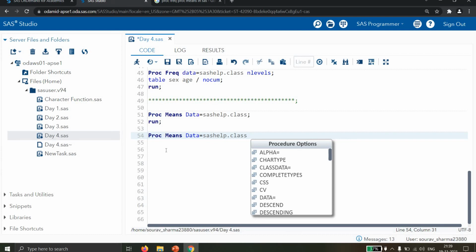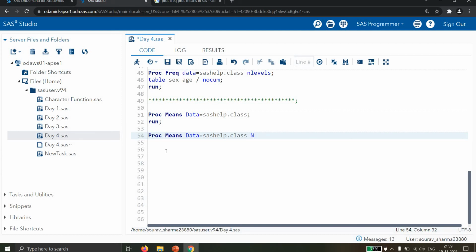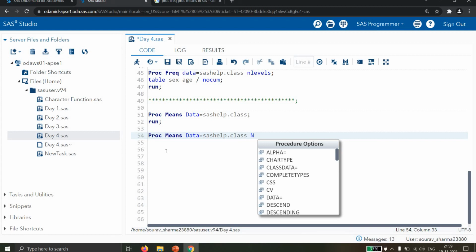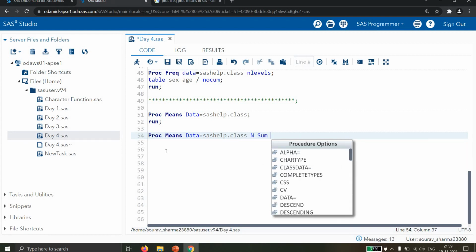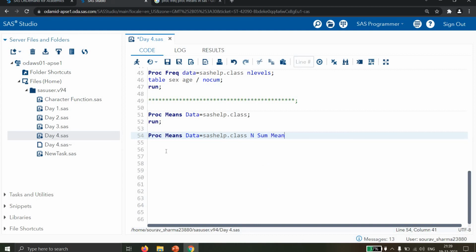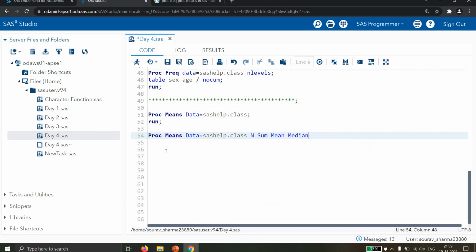Let's suppose I'm looking for n, the number. n is for the number, how many counts are available in my data, a count of observations. Next I'm looking for the sum, so I write sum. I'm looking for the mean, so I write mean. I'm looking for the median, so I write median. Whatever you're looking for, you can write at the end. Then run this statement.